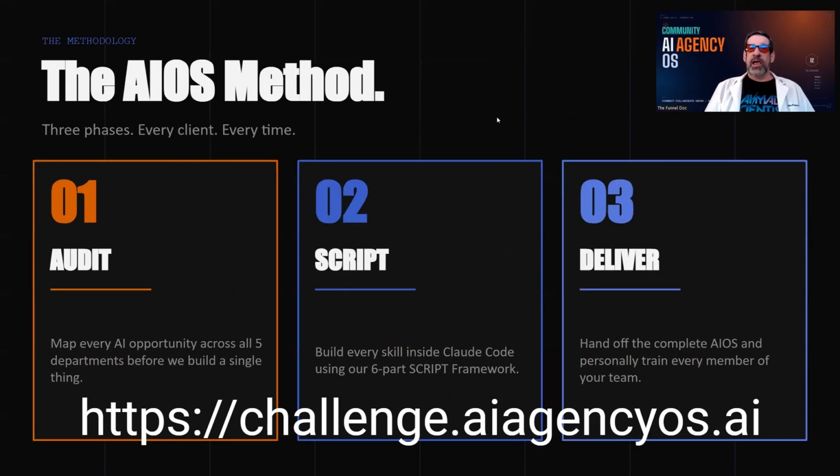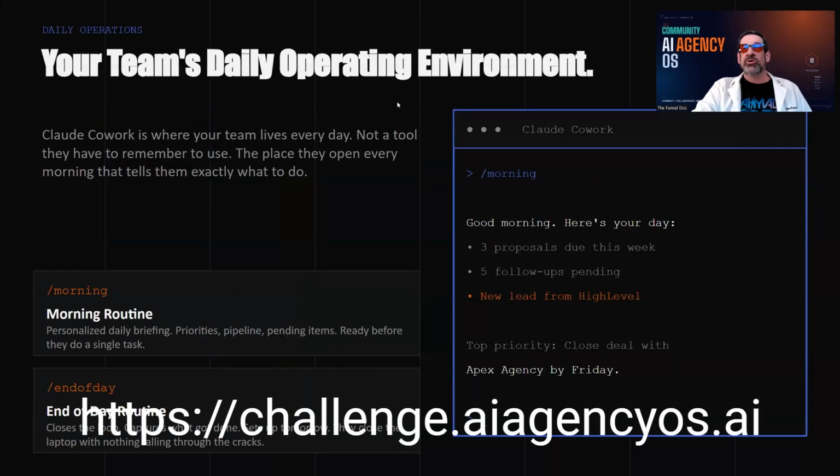So the AI OS method, there's really 3 phases for every client. Every time you're going to use it, you're going to audit that system, determine what the client's needing. You're then going to use the script to create all the different skills that they need and deliver your complete AI OS personally trained for every team member that you need. So their team's environment, we'll be setting this up as well. We'll be showing you how to set up morning routines, end-of-day routines, as well as any other systems.